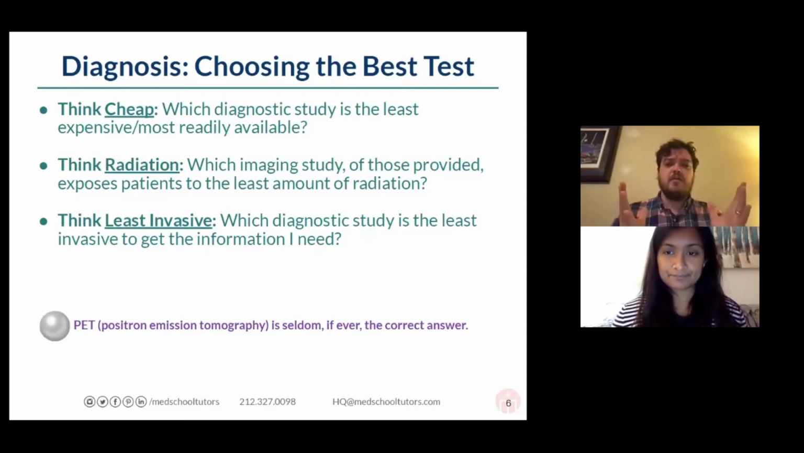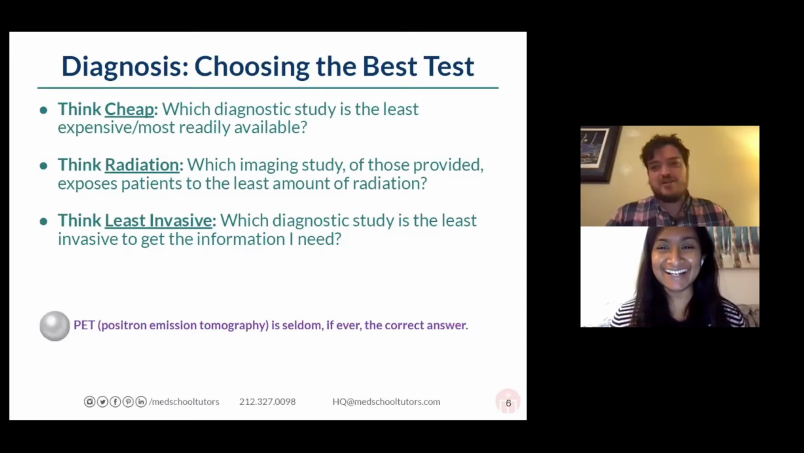And the clinical pearl I'll have here: PET scans, positron emission tomography. I'm going to be honest with you, on Step, is seldom, if ever, the correct answer. I have not yet seen it be the correct answer. Neither have I.